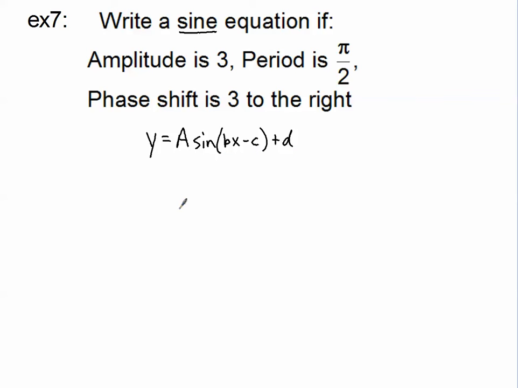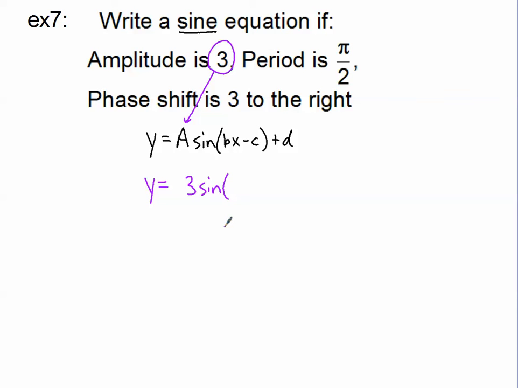Okay, so if we look in our problem, we're looking for the value of A. Well, they basically give us the value of A because the amplitude is 3, so that's just going to go right here. Okay, sure. So we can go ahead and put a 3 and then a sine. And then, well, I don't know if I need parentheses or not. I'm going to go ahead and put them.